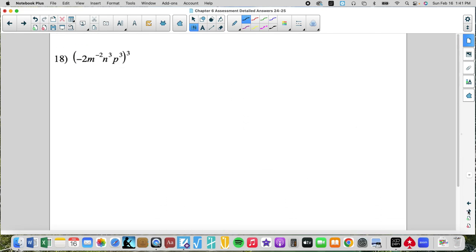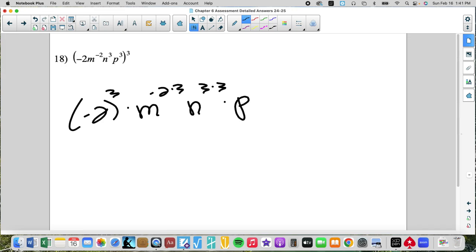So same answer. We have the quantity of -2 to the 3rd, m to the -2 times 3, n to the 3 times 3, and p to the 3 times 3. -2 to the 3rd, we have an odd number of negatives, so I know my answer is going to be negative. And it is not 2 times 3, it's 2 times 2 times 2, which is 8. We have m to the -6th, n to the 9th, p to the 9th.